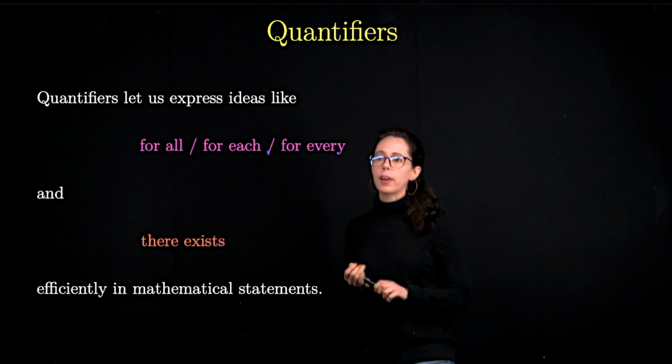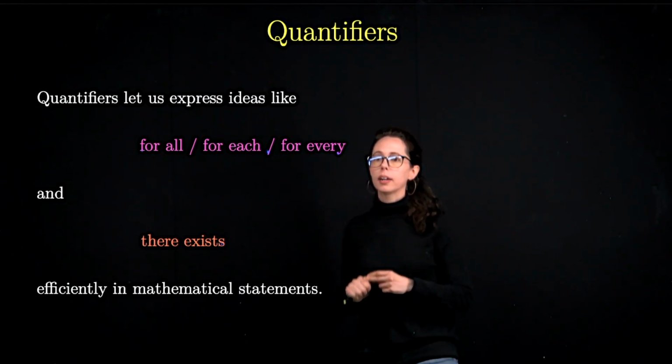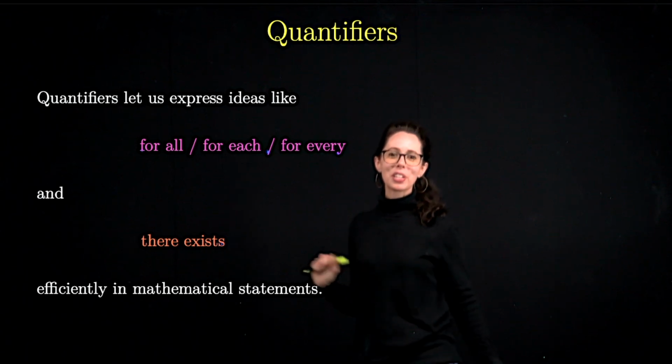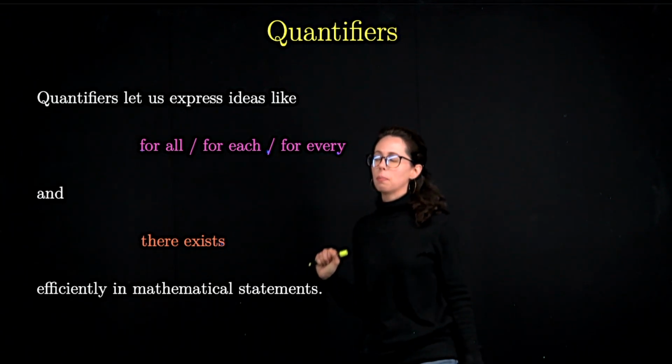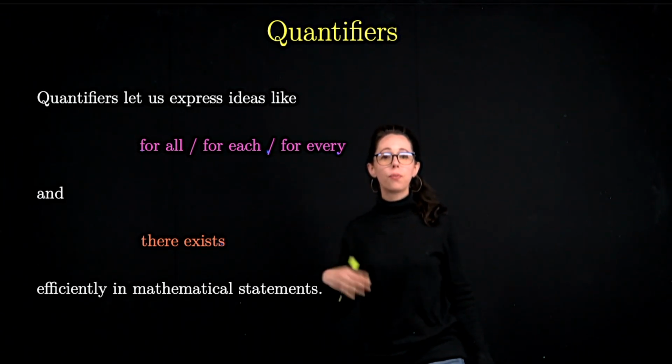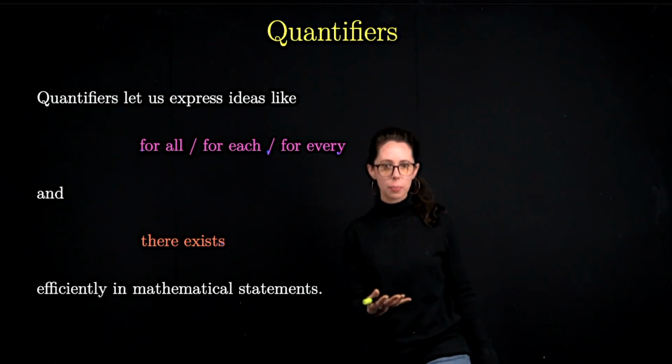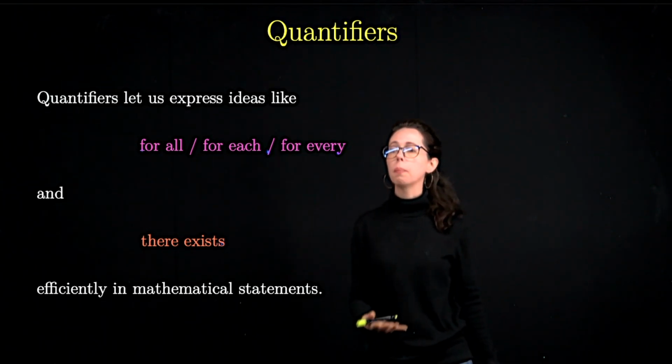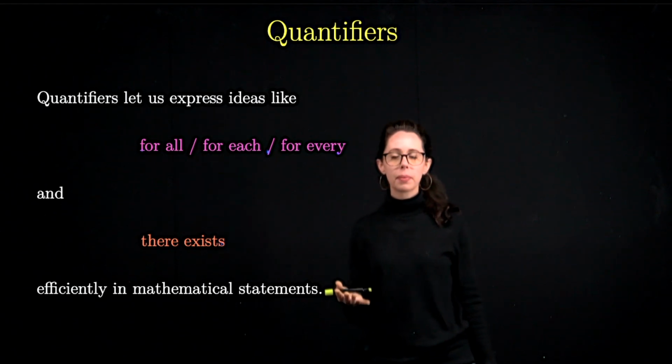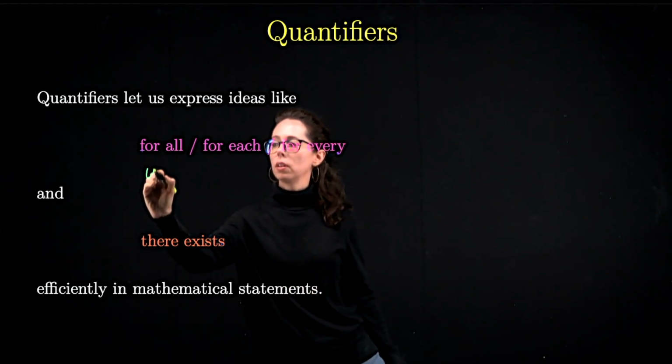And the two main quantifiers that we encounter are this one and this one. So let's go through each of them. The first one, most classically, is expressed as "for all," but there are variants that you see pretty often, and they are synonymous with "for all." So "for each" and "for every." This is called the universal quantifier.